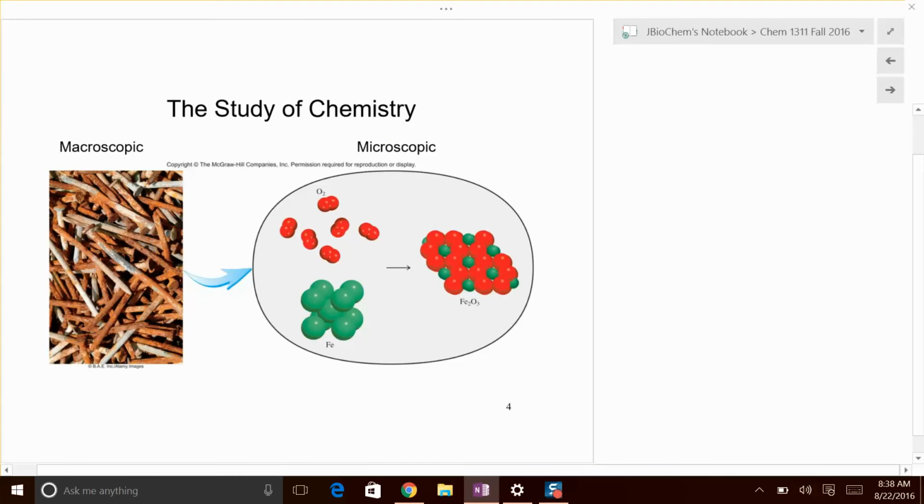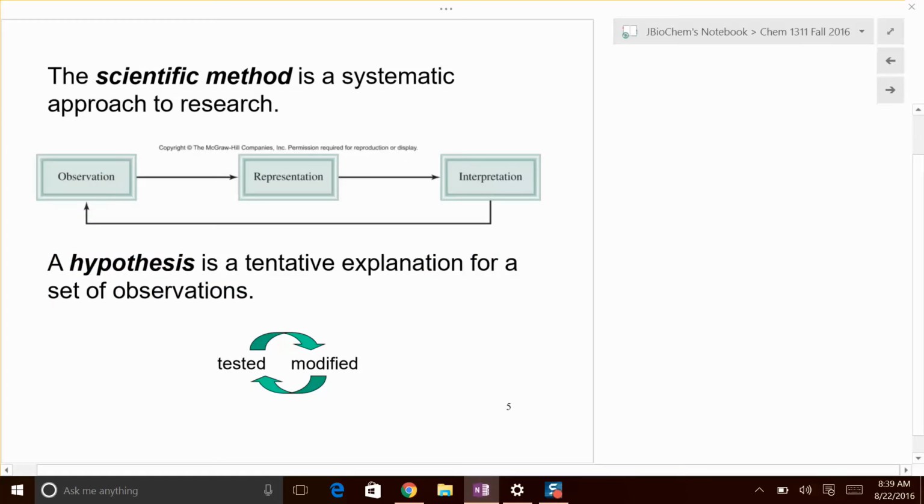And here we see a nail rusting. That's the macroscopic view of what we perceive. But what we don't see is the microscopic view of the chemistry of what the molecules are actually doing. And that's what we're going to try to understand: what these molecules, the oxygens and the irons, are doing when they combine to form iron(III) oxide, which is rust. Okay, and how that process works and why it works. Why is iron going to react with oxygen? And the ideas behind that.